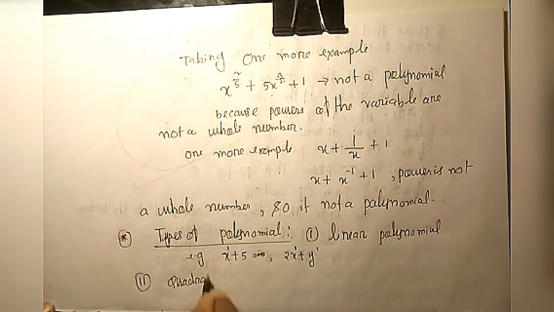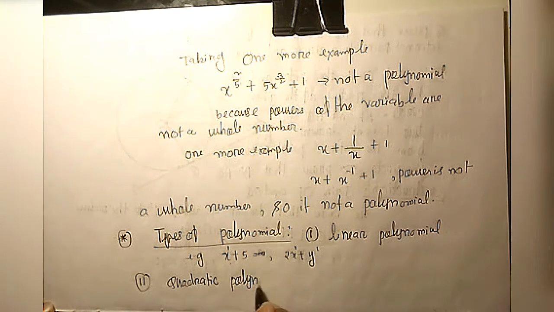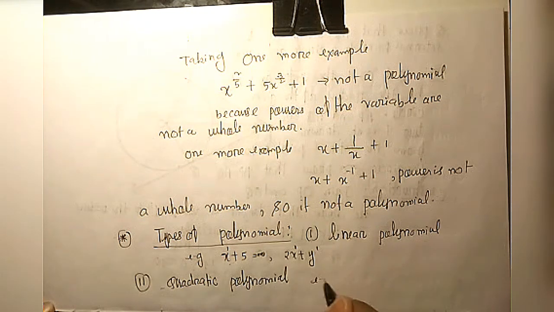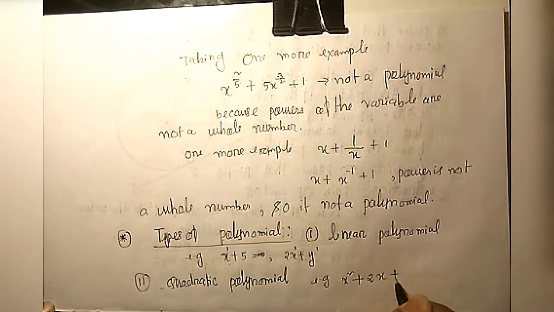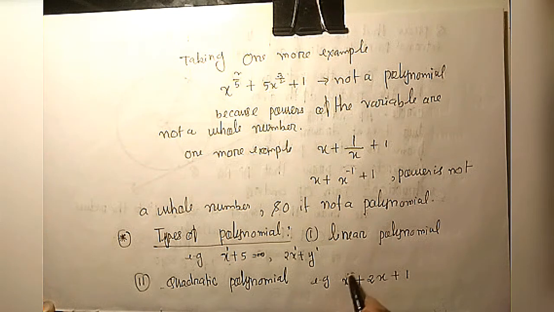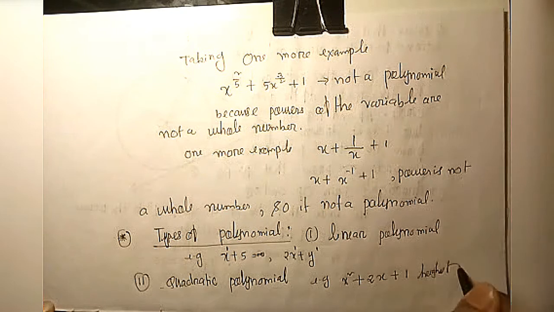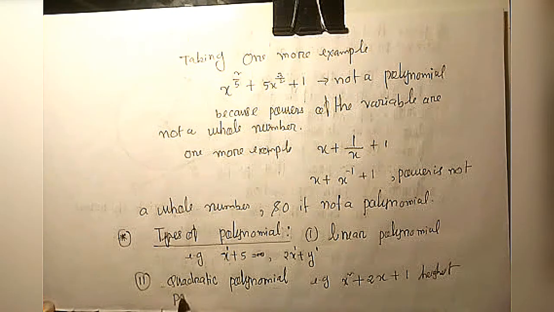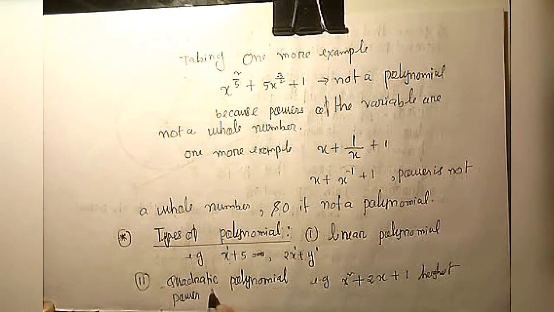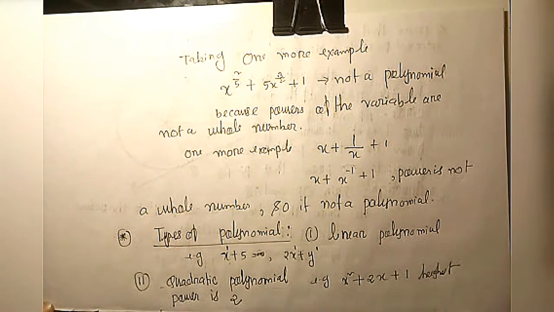Number 2, quadratic polynomial. For example, x square plus twice x plus 1. So this is a quadratic polynomial because the highest power of the variable is 2. That's why it is known as a quadratic polynomial.